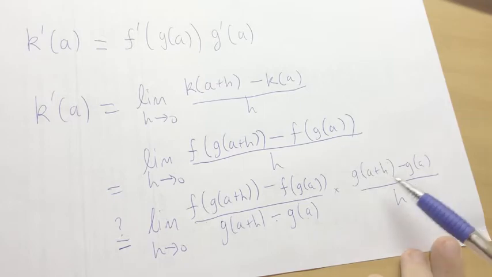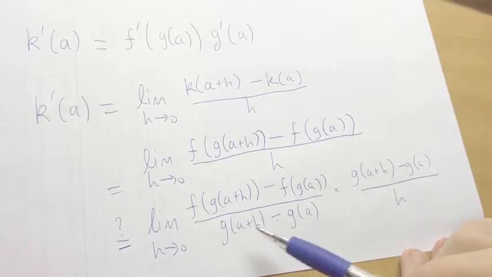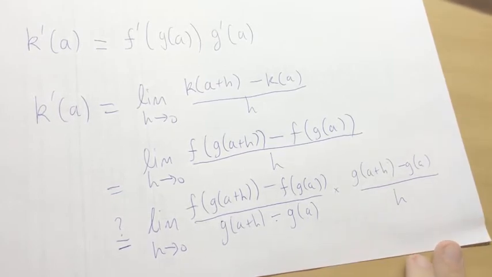But the problem is this can't be done if the bottom is 0. So, what can we have? Maybe we could think about how h approaches 0. Instead of having h continuously approach 0, we can think of h approaching 0 via a sequence. So we can think of a sequence of values of h that eventually tends to 0.